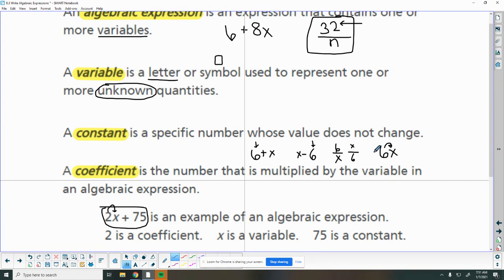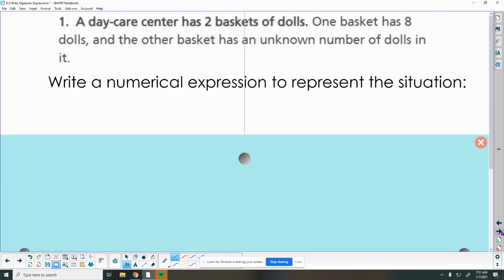They go together there. So let's look at a problem and see if we can write some expressions for task 1. Task 1 tells us that a daycare center has 2 baskets of dolls. So 2 baskets, basket 1, basket 2. I like to just draw what I'm reading as I go. One basket has 8 dolls, so I know there's 8 dolls in this basket. And the other basket has an unknown number of dolls. So I'm just going to put n for the number of dolls.